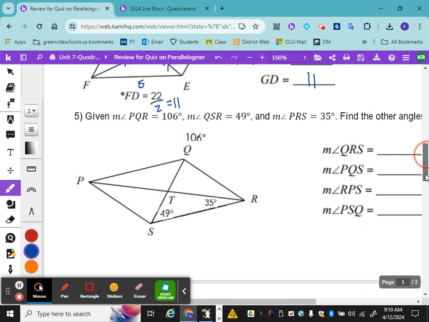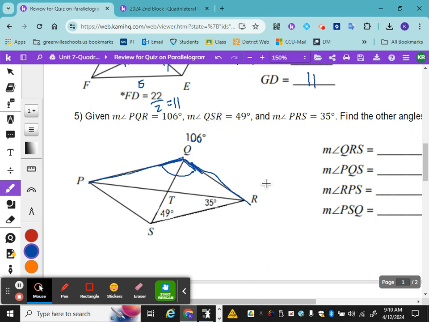All right, now angles. PQR, from P to Q to R, is 106. From P to Q to R, so that's both of these put together is 106. I like to put the total angle on the outside just because it gets a little messy being in here.